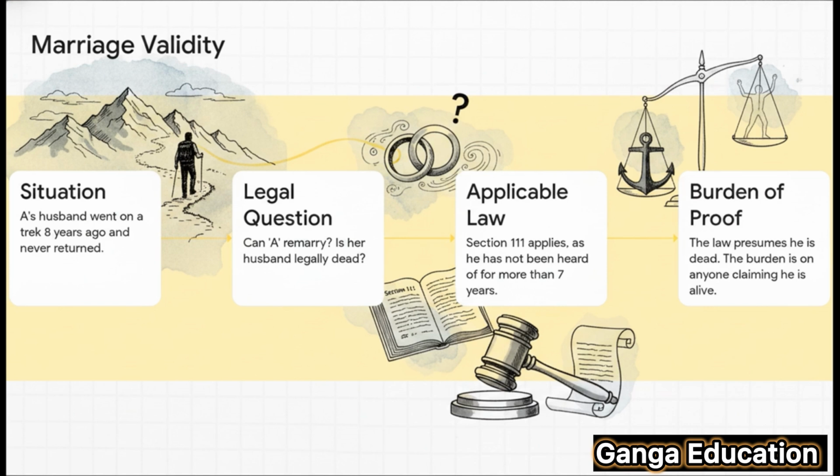Well, Section 111 clearly applies here because it's been more than 7 years. The law will presume her husband is dead. Now, if someone wants to claim he's still alive, the burden of proving that is on them. That's how this presumption works in civil matters.